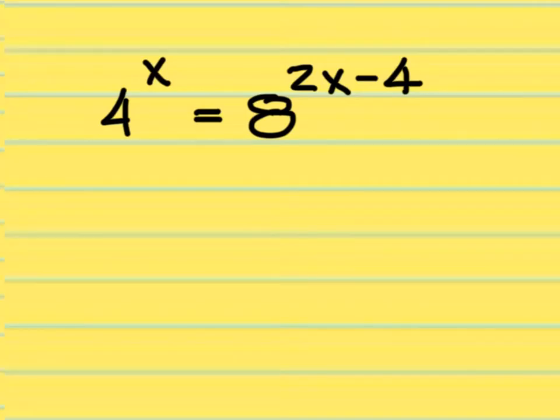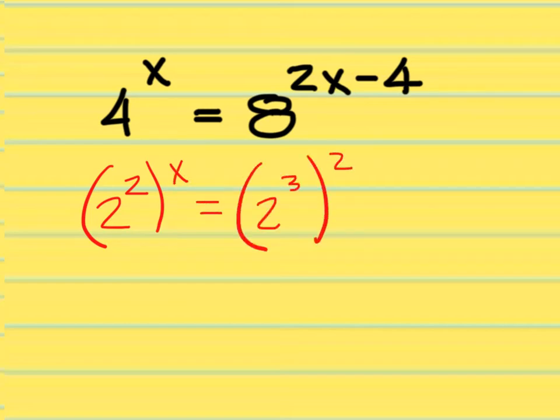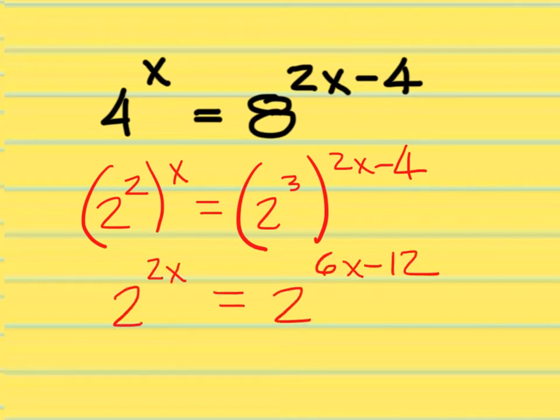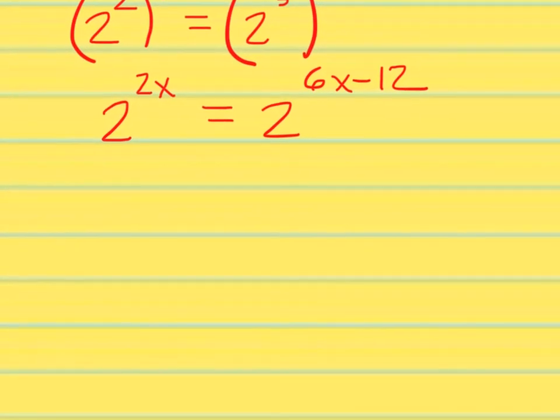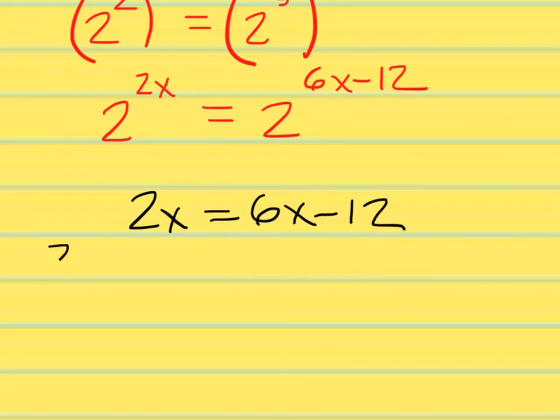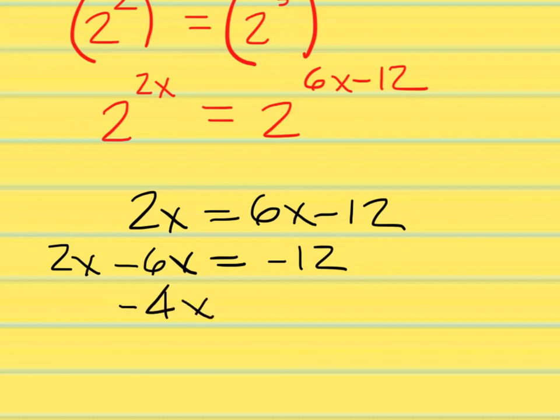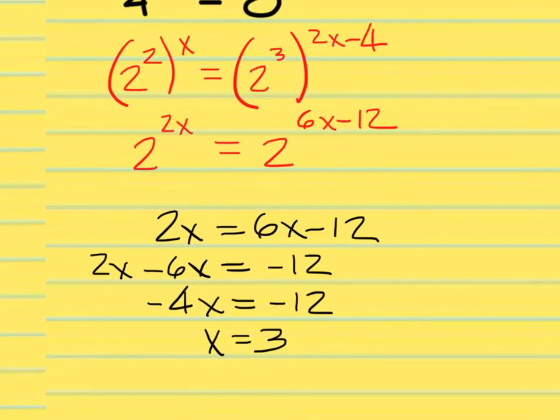4 and 8, we can't use either one of those, but we can use 2. 4 is 2 to the second power, and 8 is 2 to the third power. So that gives us 2 to the 2x power equals 2 to the 6x minus 12 power. And we can set 2x equal to 6x minus 12. 2x minus 6x equals negative 12. Negative 4x equals negative 12. And obviously x would be 3.